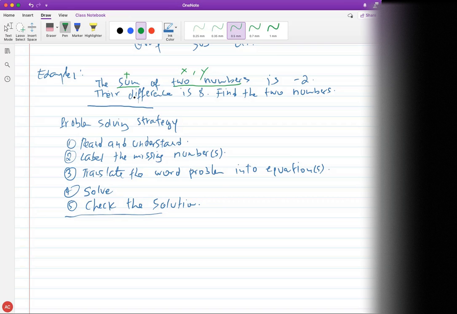Their difference, what do we mean by their difference? What does difference mean in terms of operations? What operation is it? Anybody? What do we mean by difference? What is the operation associated with the word difference?